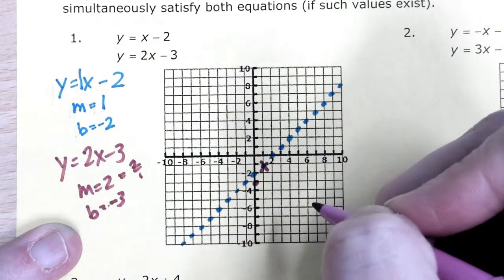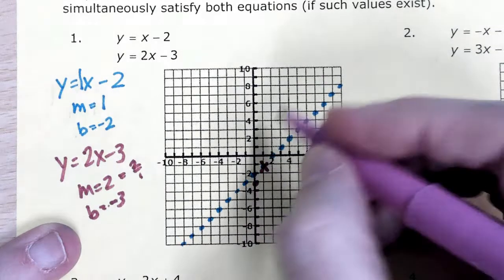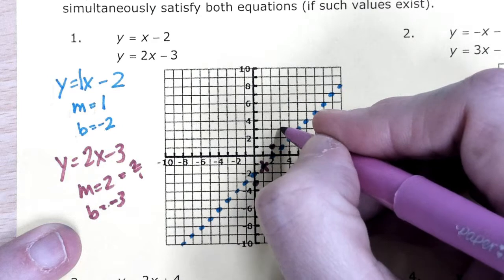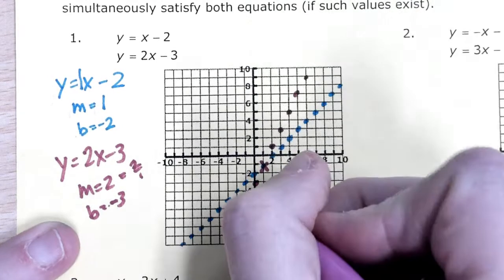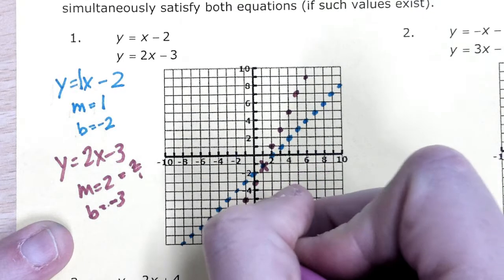Anytime I have a blue dot and a pink dot, I'm going to put an X. I rise 2, run 1. I think it's pretty obvious here that I'm not going to have any more overlap.